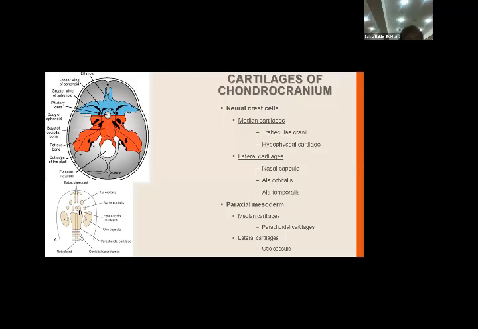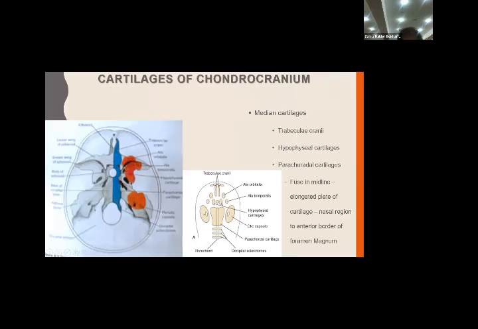अब आ जाते हैं paraxial mesoderm, कौन सी cartilages develop होती हैं? So posterior to this line, these cartilages develop from paraxial mesoderm. इन cartilages के नाम बता दो. Midline cartilages में just one, parachordal cartilage, और lateral cartilages में से otic capsule. So one midline cartilage, one lateral cartilage. ठीक है? Okay.